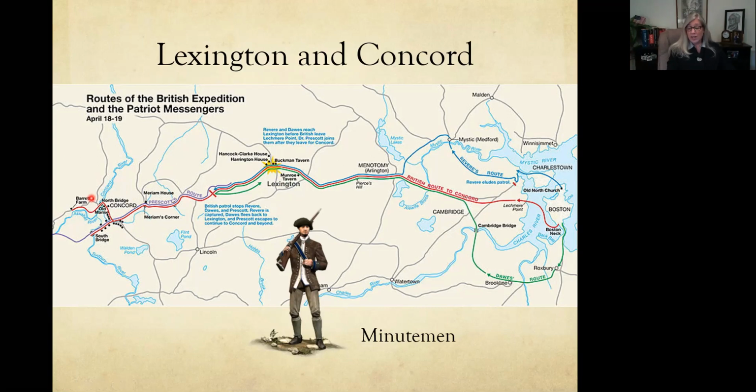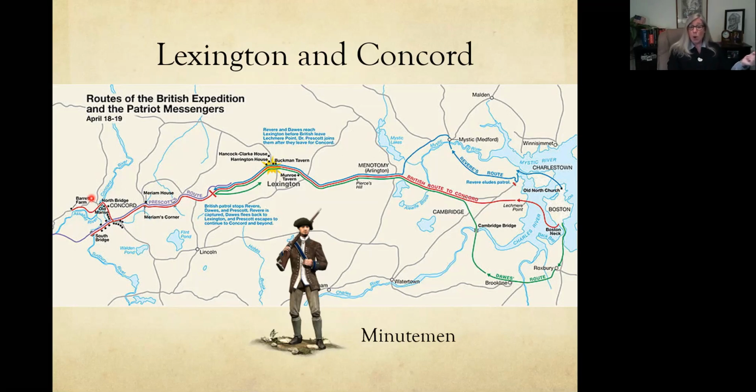So Thomas Gage sends out 700 soldiers on this mission to arrest and make an example of John Hancock and Sam Adams in Lexington, and to seize the weapons and the ammunition that are being stored by the Patriots. Well, just like there are loyalists who are spreading rumors, there are also patriots who are catching wind of what the plan is of Thomas Gage. And that sets in motion the committees of correspondence.